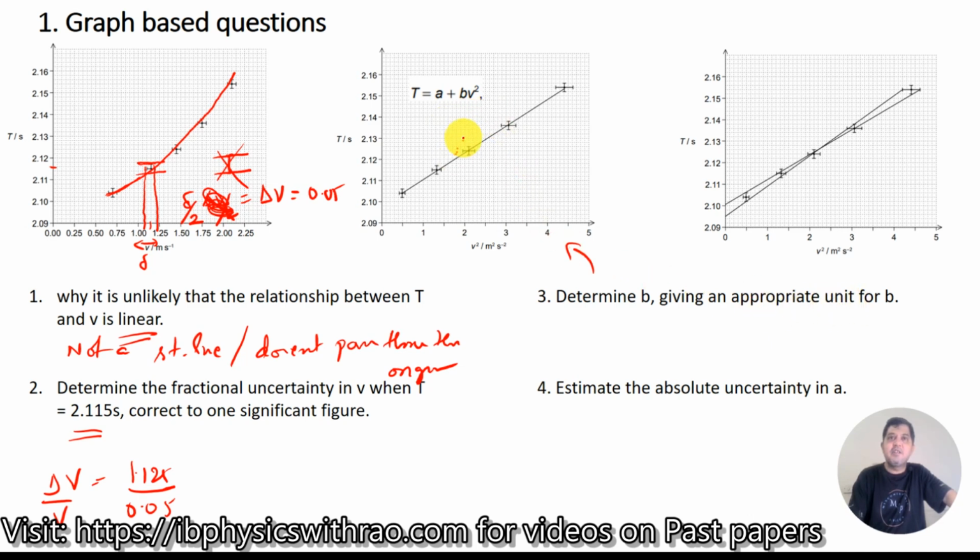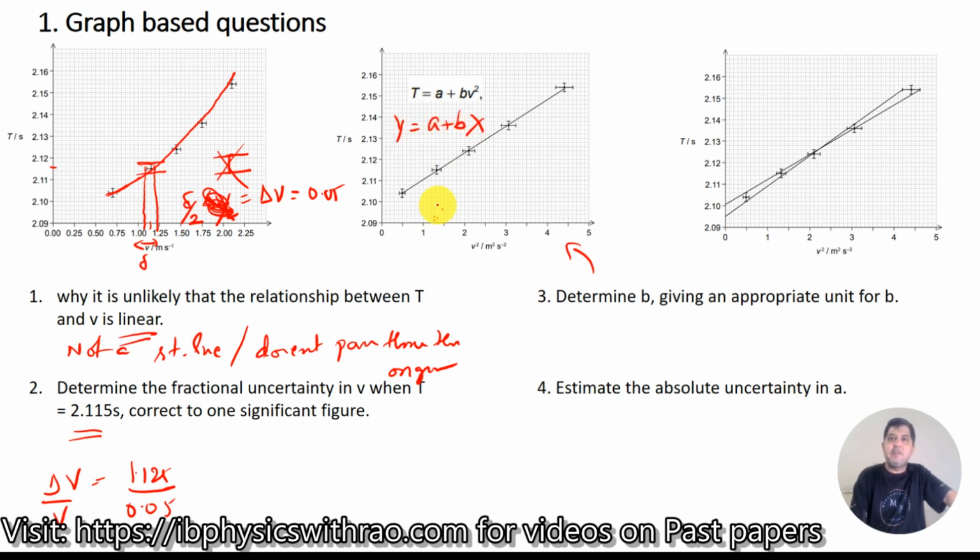See, what is this equation? V square is on the x-axis. Whenever you have a confusion like this in a graphical question, put the corresponding values. V square is for the x-axis. Put this x over here. This is B over here, and this is A over here. And this is your y over here.